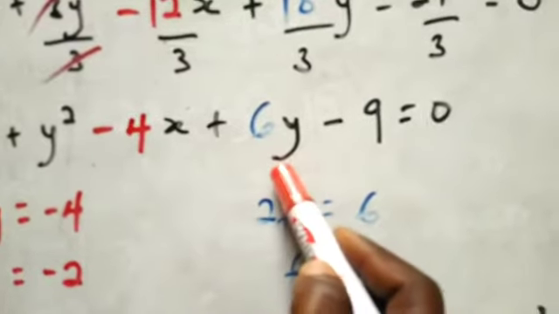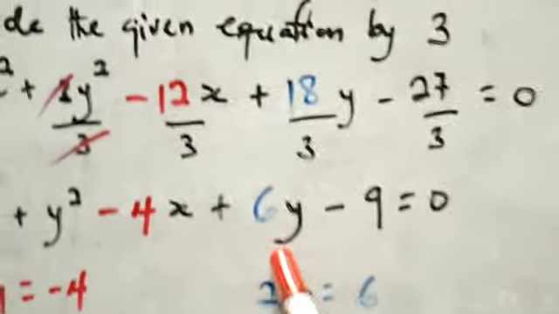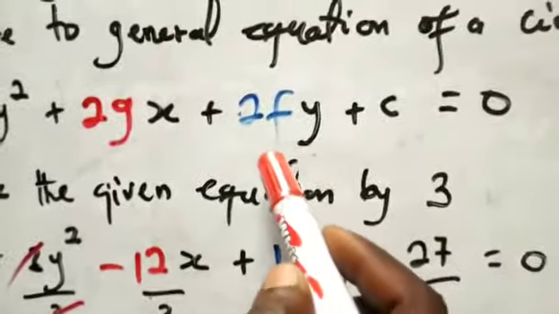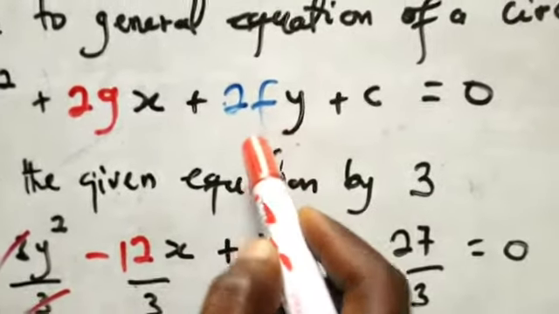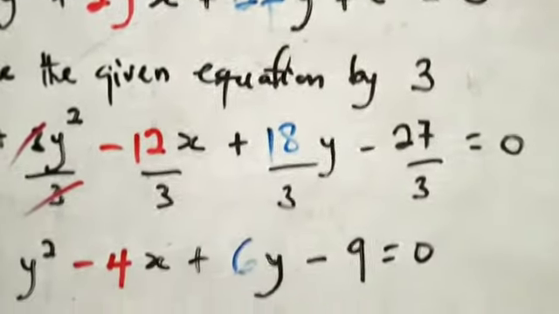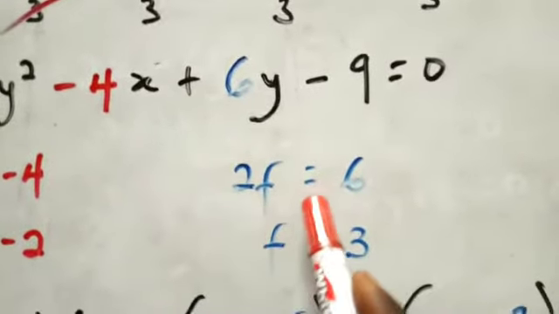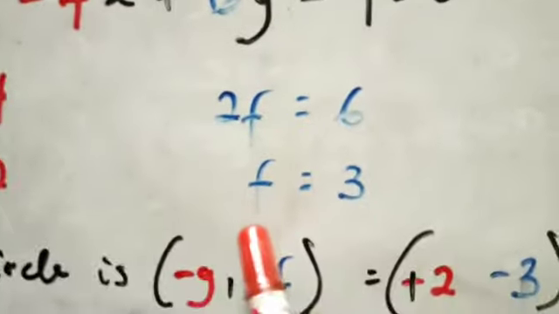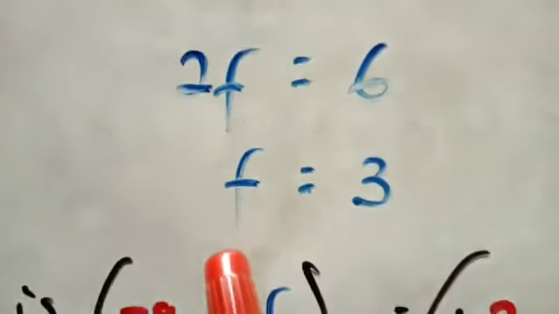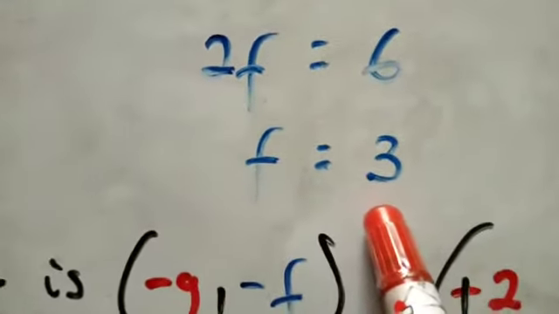Anybody that is attached to the y is what? 2f, right? We know from the definition or by default that a friend of y here is what? 2f. Is that okay? So if you are close to y, it means that you are 2f. So 2f here is equal to what? 6. Then when you solve for f, you can see that f is equal to positive 3.